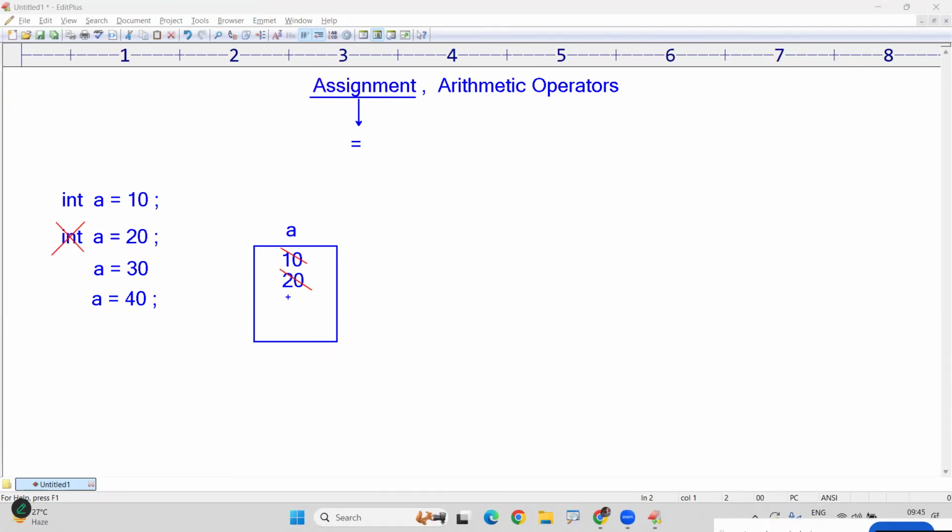So that value 20 becomes 30, and that value 30 becomes 40. Finally, whenever you are printing that a value, what is the final value present in the memory? The output will be 40. A variable means the value will always change. That is not constant.